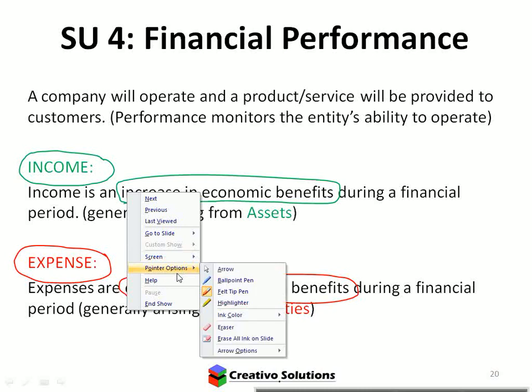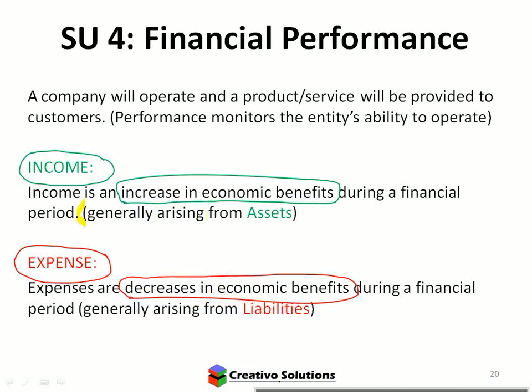I've put a note in brackets here: generally arising from assets, generally arising from liabilities. That's why you want more assets, because assets should generate income. If you buy a second property, you can rent it out. If you buy a second vehicle, you can rent it out, or you can transport people with it. If you buy a machine, that machine can produce products that you can sell. Liabilities generally create expenses.